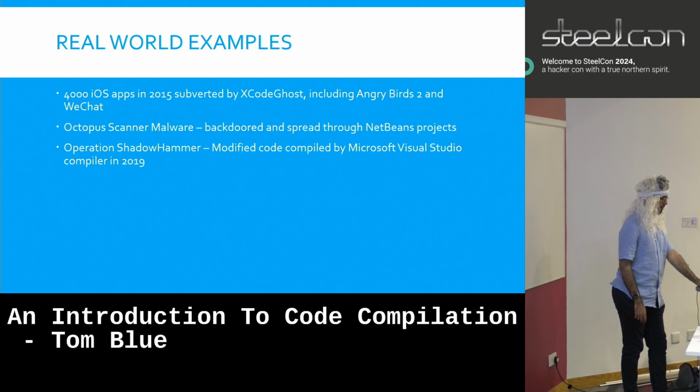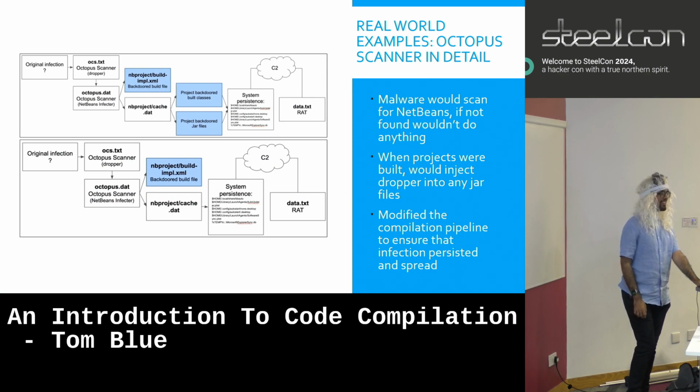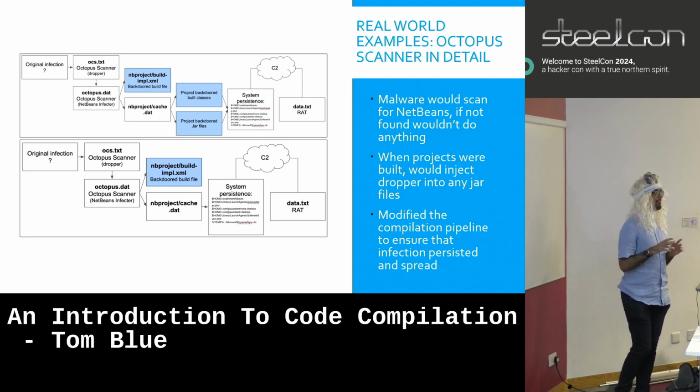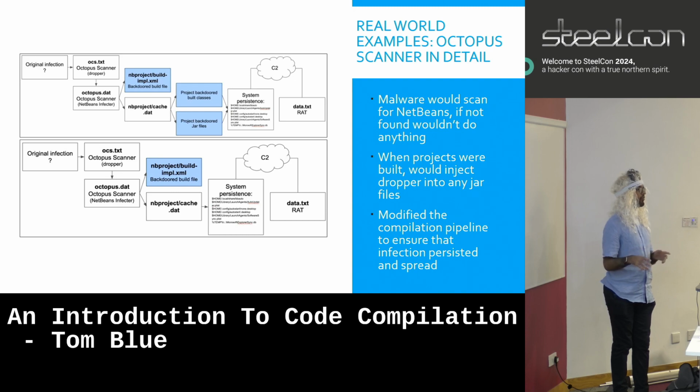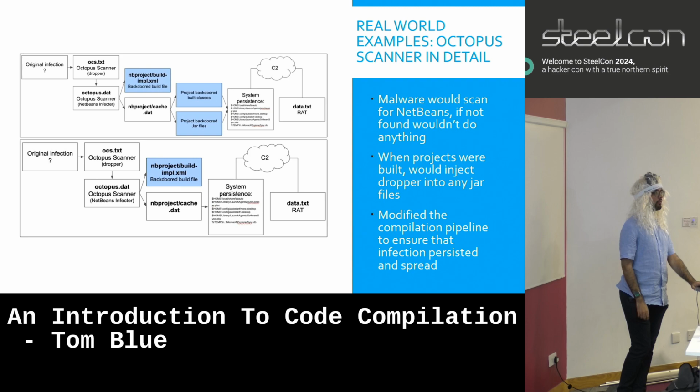So if you look at the Octopus Scanner in more detail, because I found the attack really cool and I just want to talk about it. The malware would first scan to see if NetBeans existed, and if it didn't, it would do nothing. But if it did, it would inject a dropper into every jar file. If you're not aware, a dropper is some malicious code that will drop the actual payload somewhere in the file system and then run it. The idea being that you don't have to spread the entire payload, you can just spread the dropper. And the actual payload typically was a remote access tool.